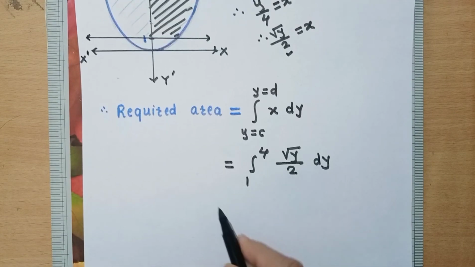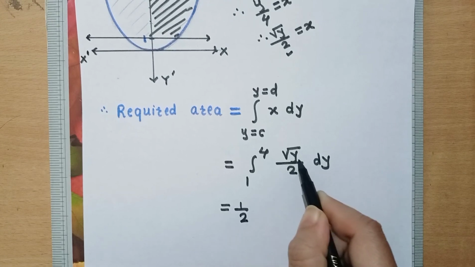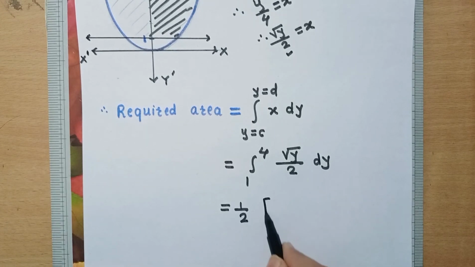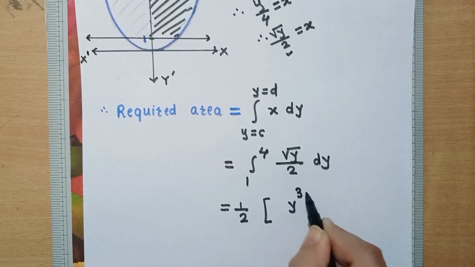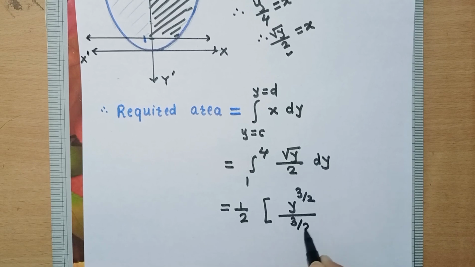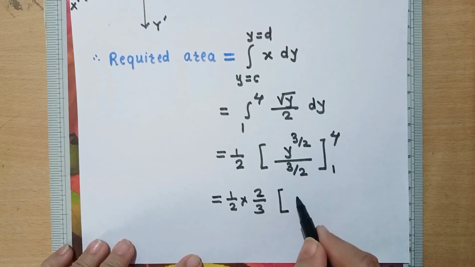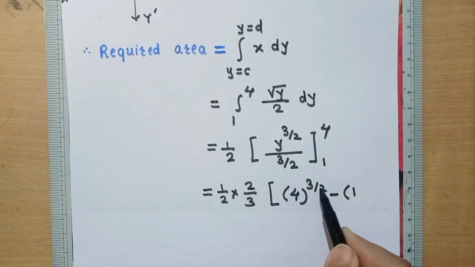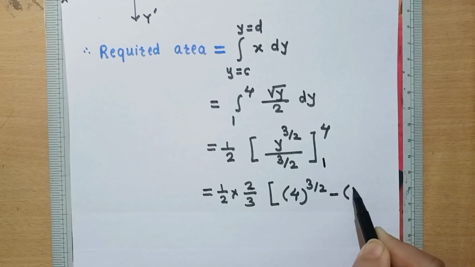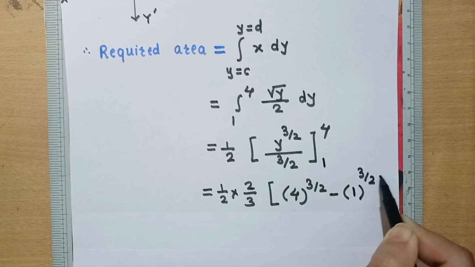Now again this 2 is a constant, we can take it outside, and for the integration of root y we will use the x raised to n formula. So y raised to half plus 1 means 3 by 2 upon 3 by 2, and the limits are from 1 to 4. Again we can take this constant outside. So we have 1 upon 2 into 2 upon 3. This 2 will go upside, and here we will substitute first the upper limit. So 4 raised to 3 by 2, minus the lower limit 1 raised to 3 by 2.